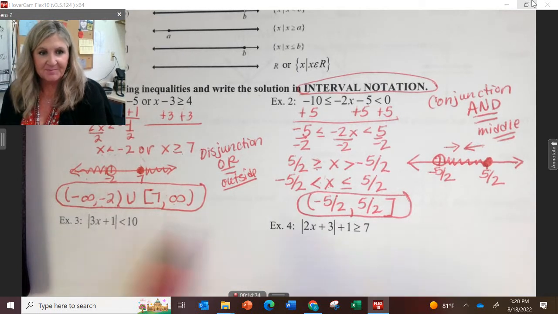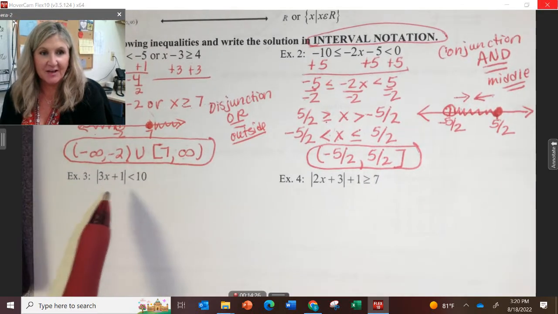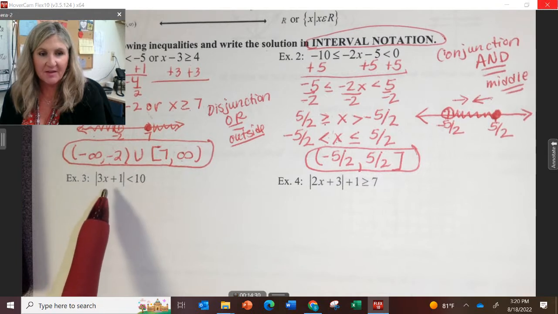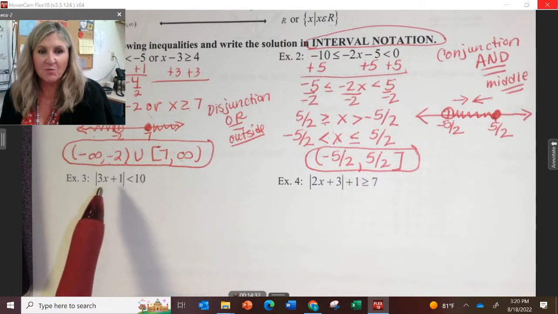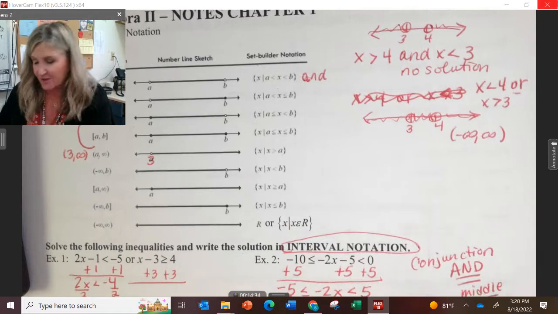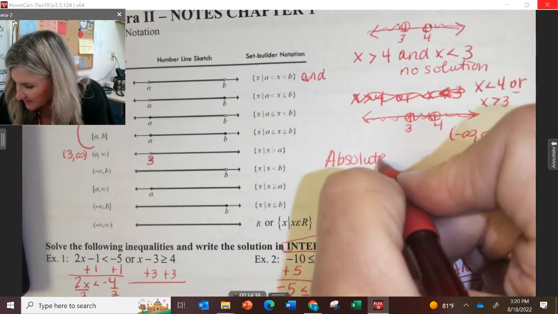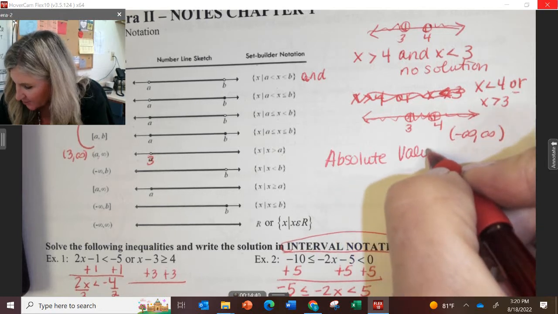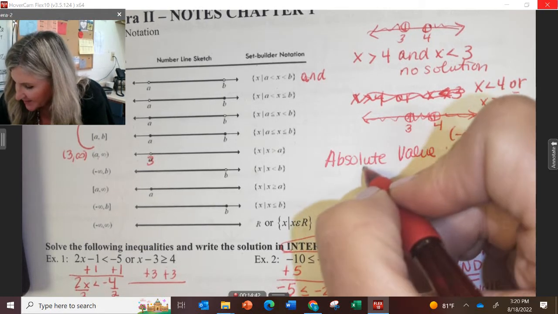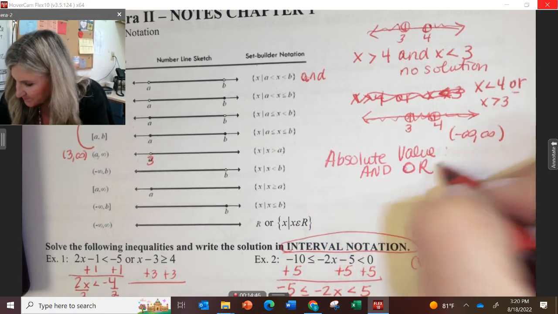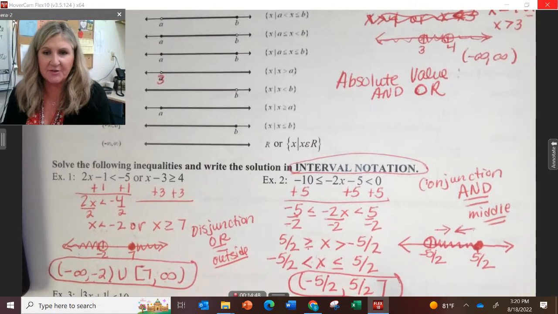Okay, we're going to do an absolute value inequality now. This is going to be a little bit more challenging. First of all, anytime we have absolute value, it must be an and or an or. It has to be an and or an or problem.